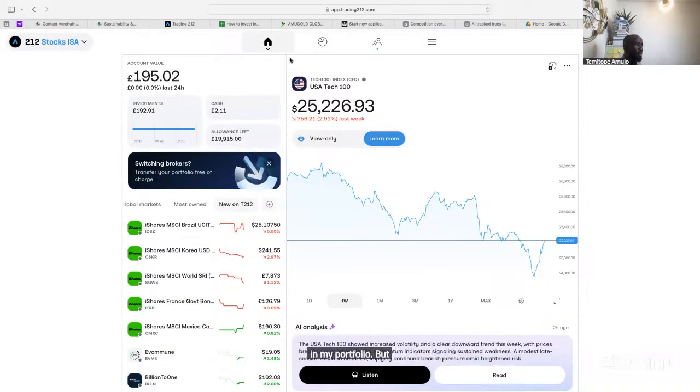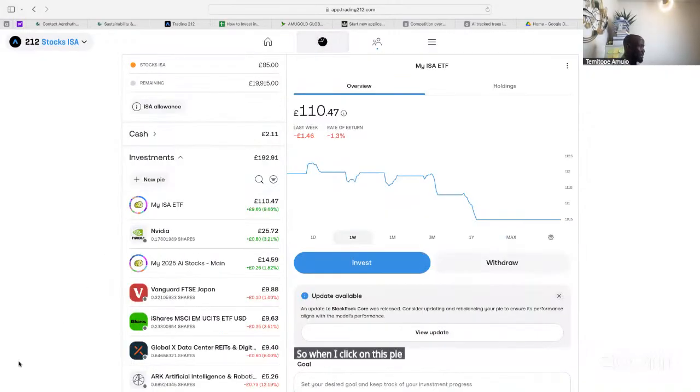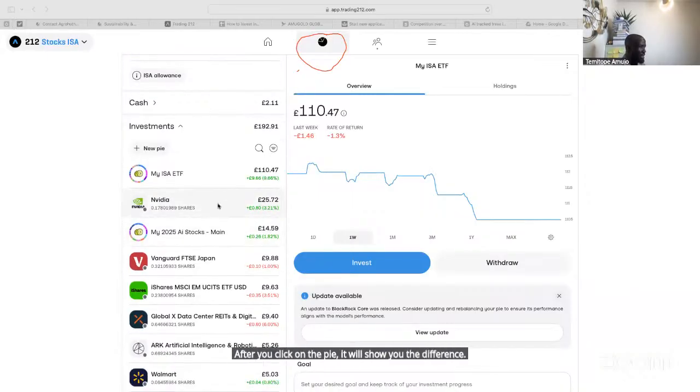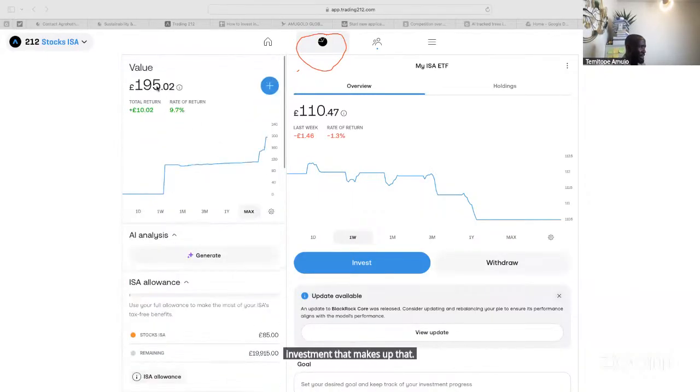But if I want to see the pie, I come to this pie chart. So when I click on this pie chart, for some of you that may not be seeing my version, I'm using the desktop version, so sorry that it may be different from what you have. So you will see the pie here. Click on it. After you click on the pie, it will show you the different investments that make up that 199 pounds.